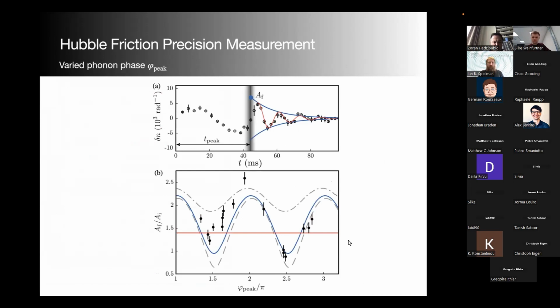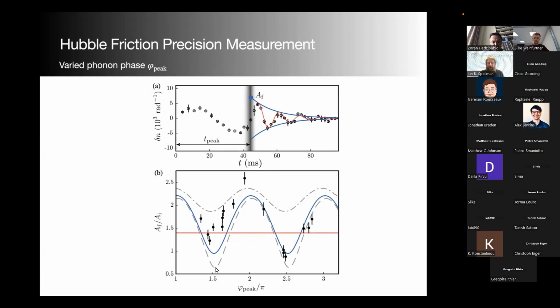And here is that sector of the data. We analyze the data in exactly the same way that I indicated we were analyzing the simulation. We obtain the envelope and extrapolate it to its value at this time T peak. And we plot the A final over A initial. The symbols are our measurements of what this ratio is. And the various curves are plots with different values of the Hubble friction. The blue one here is plotted for, I think, 0.3.